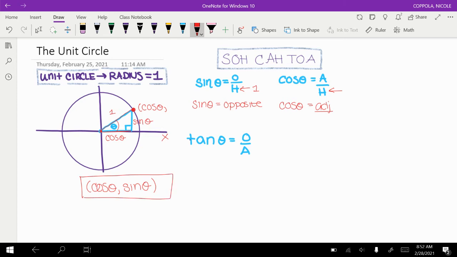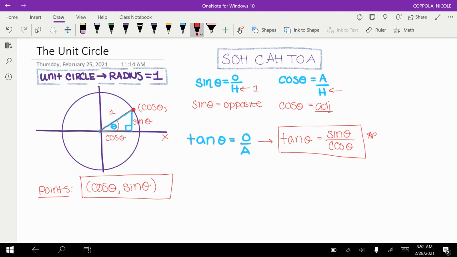Last but not least, we have tangent theta equals opposite over adjacent. And so again, in this case, here we have tangent. The opposite is sine, and the adjacent is cosine. So these are all things that are important for us to remember. Tangent theta equals sine over cosine. On the unit circle, points can be represented by cosine theta, sine theta.